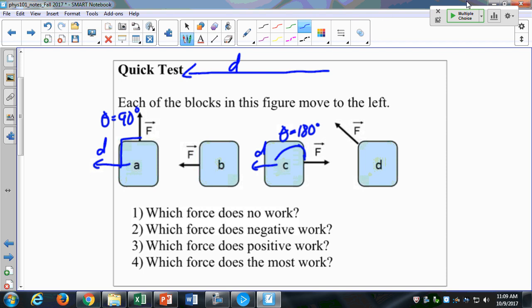Okay, these next two actually have two answers, but just put what you think. Which force does positive work? Wow, I guess I just told you the answer. But which force does positive work?